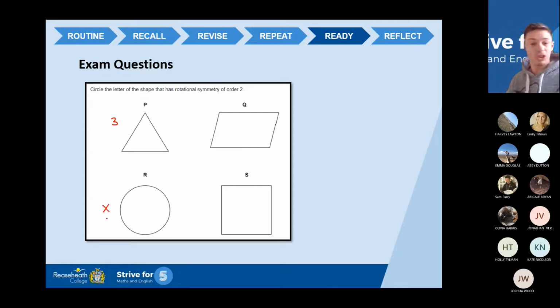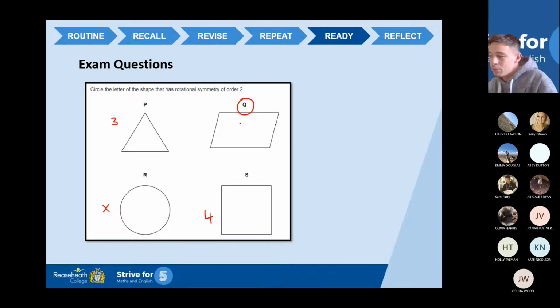Okay, it's a circle. Okay, a square. I'm going to ask you guys, this square here, how many times will it look the same when I rotate it 360 degrees? What do you reckon? Any other suggestions? We've got Abby saying 4. The clue is in the number of sides. So it's got 4 regular sides. So yeah, it does have a rotational symmetry of 4. Excellent. Now, that leaves by process of elimination Q, okay?